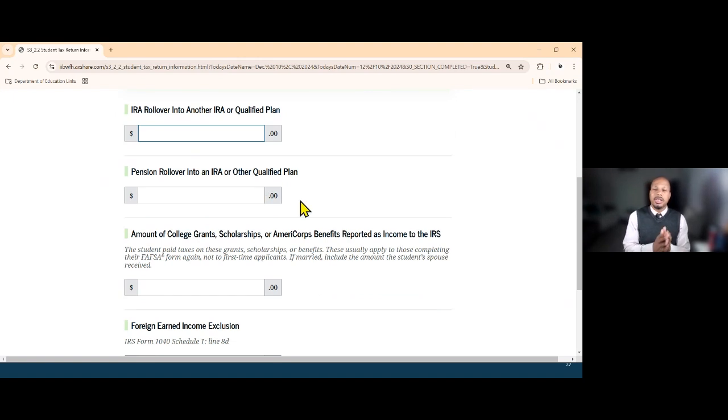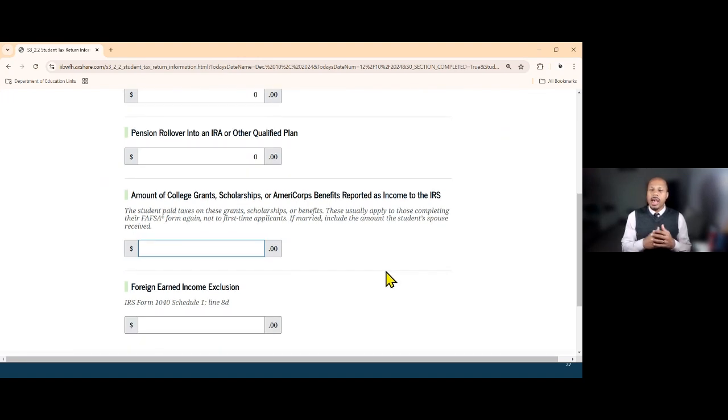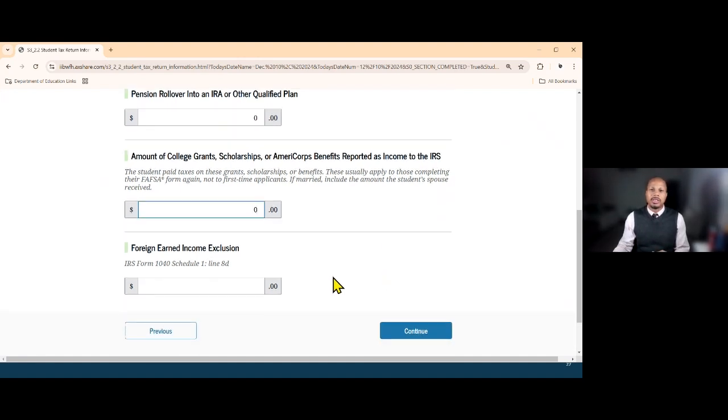We're also looking to see if you had any pension that was rolled over into an IRA or a qualified plan. And for the next question, we're going to say 0 here for the student, 0 here for the student. Did you have any college grant, scholarship, or AmeriCorps benefits that was reported as income to the IRS? In this case, the student says no.